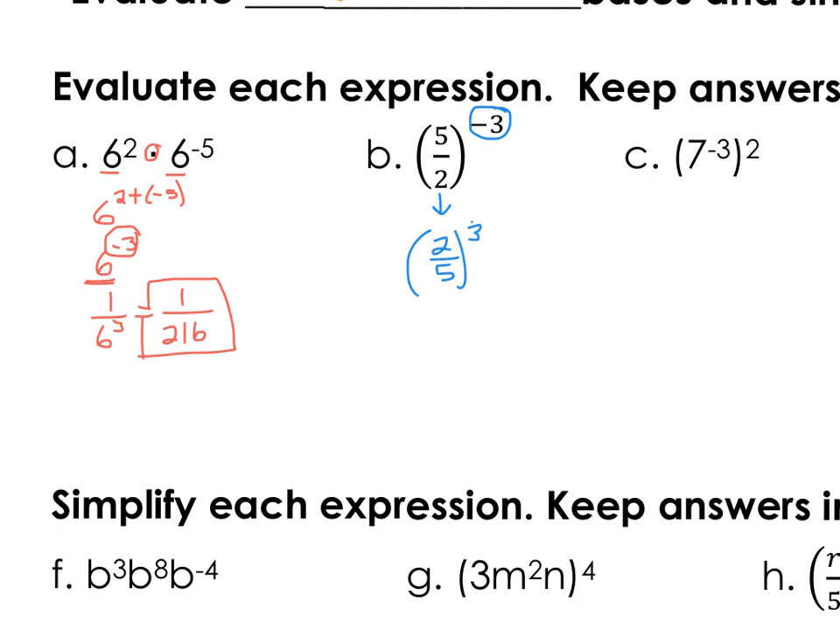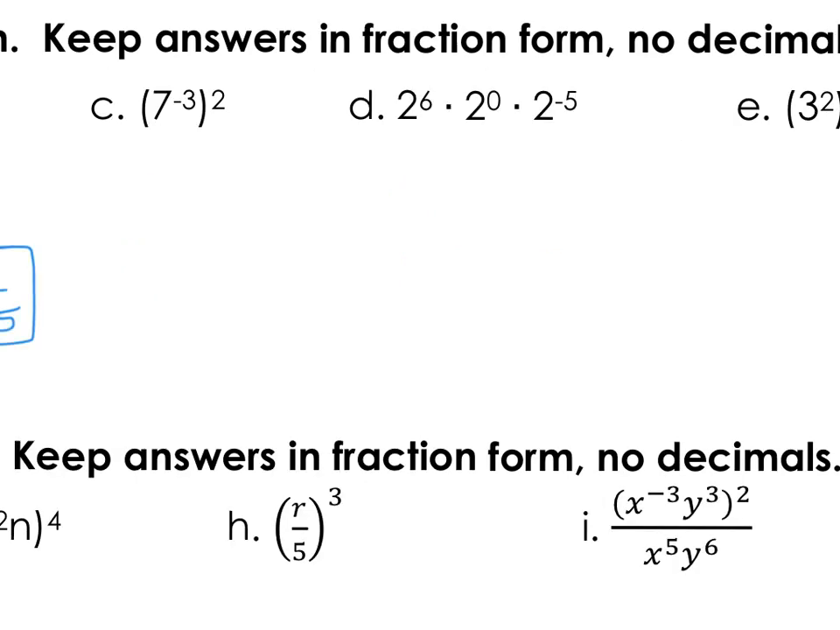Once it's positive, I'll distribute it to the top and to the bottom. And that would give us 2 to the 3rd power over 5 to the 3rd power. Since these are number bases, we'll evaluate 2 times 2 times 2 is 8. And 5 times 5 times 5 is 125. And that fraction is simplified. It doesn't reduce down to 2 fifths. So 8 over 125 would be our final answer.